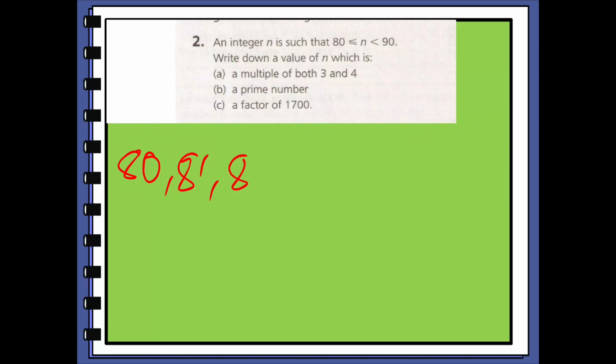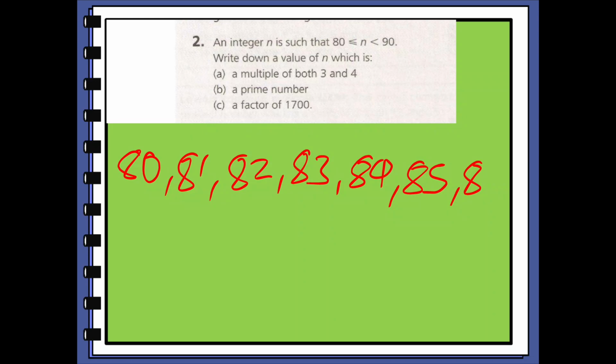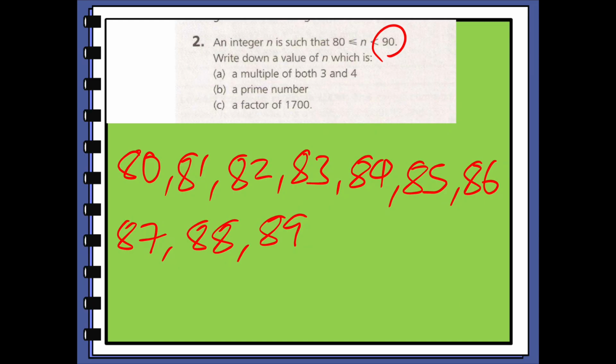81, 82, 83, 84, 85, 86, 87, 88, and 89. So the question says less than 90. Since it's less than 90, it means we stop at 89.